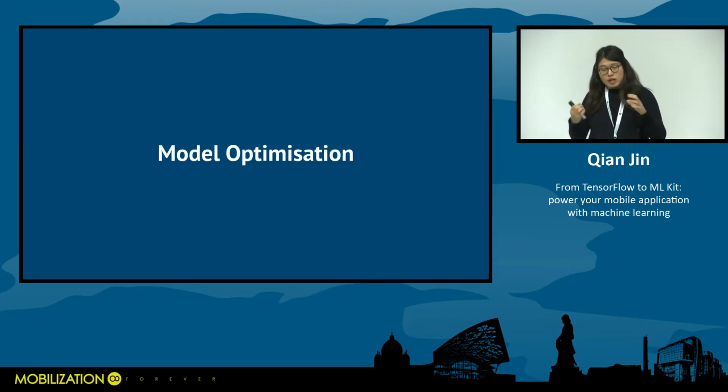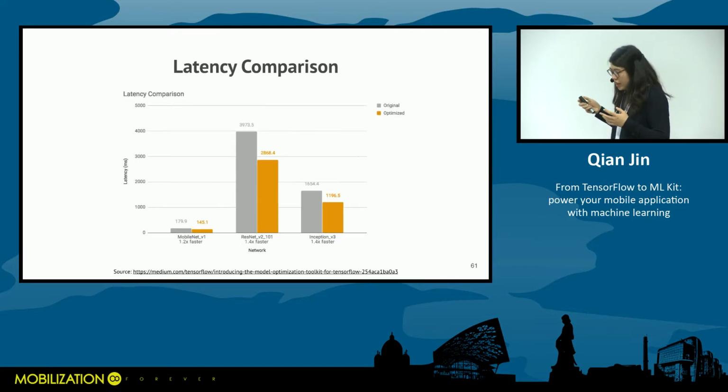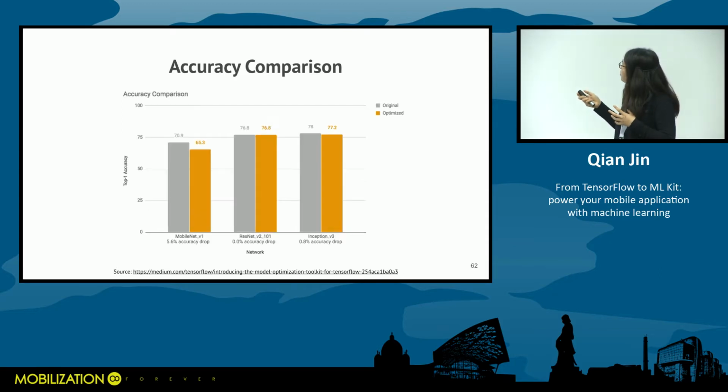Later on, Google did some other model optimization, and they started to show some comparisons. So actually, the quantization can save you maybe 4 times the model size. And in terms of latency, it's significant. It's also much faster. For MobileNets, there's some accuracy drop, but not that much. And for Inception, it's almost the same.